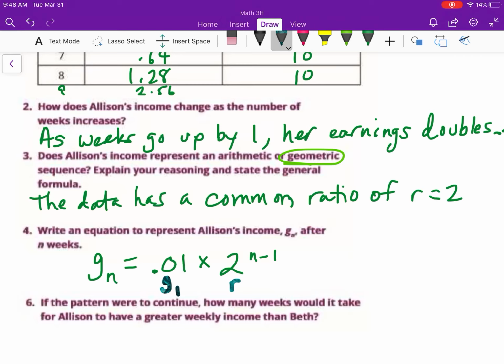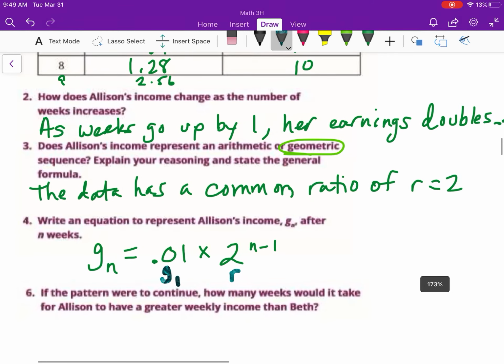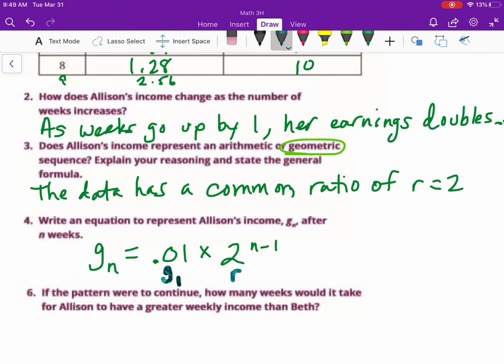Then it says, I jumped around a little bit here. If the pattern would continue, how many weeks would it take Allison to have a greater weekly income than Beth? Well, as I said, in the 9th week it was 256. In the 10th week it was 512. And then in the 11th week it's 1024.